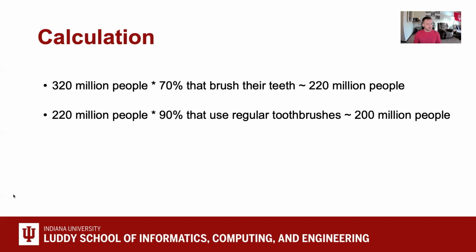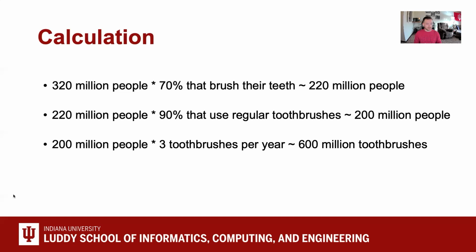Next part was the number of people that brush their teeth and use regular toothbrushes. I did the exact same thing. I just took 10% of 220 and subtracted that, to take off the number of people that use electric toothbrushes. So I did 220 million times 10%, which is about 22. And then 220 minus 22 is 198. And then I just rounded up to 200. Easy number, easy to quantify, easy to look at, easy to think about.